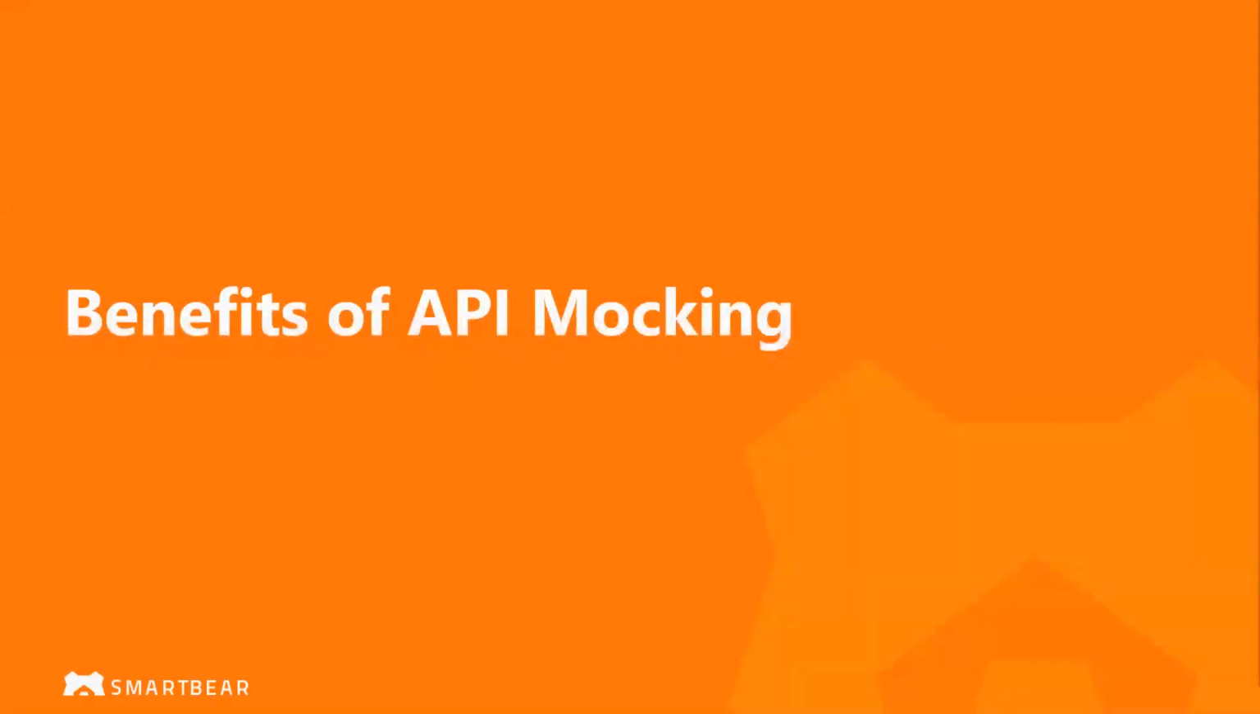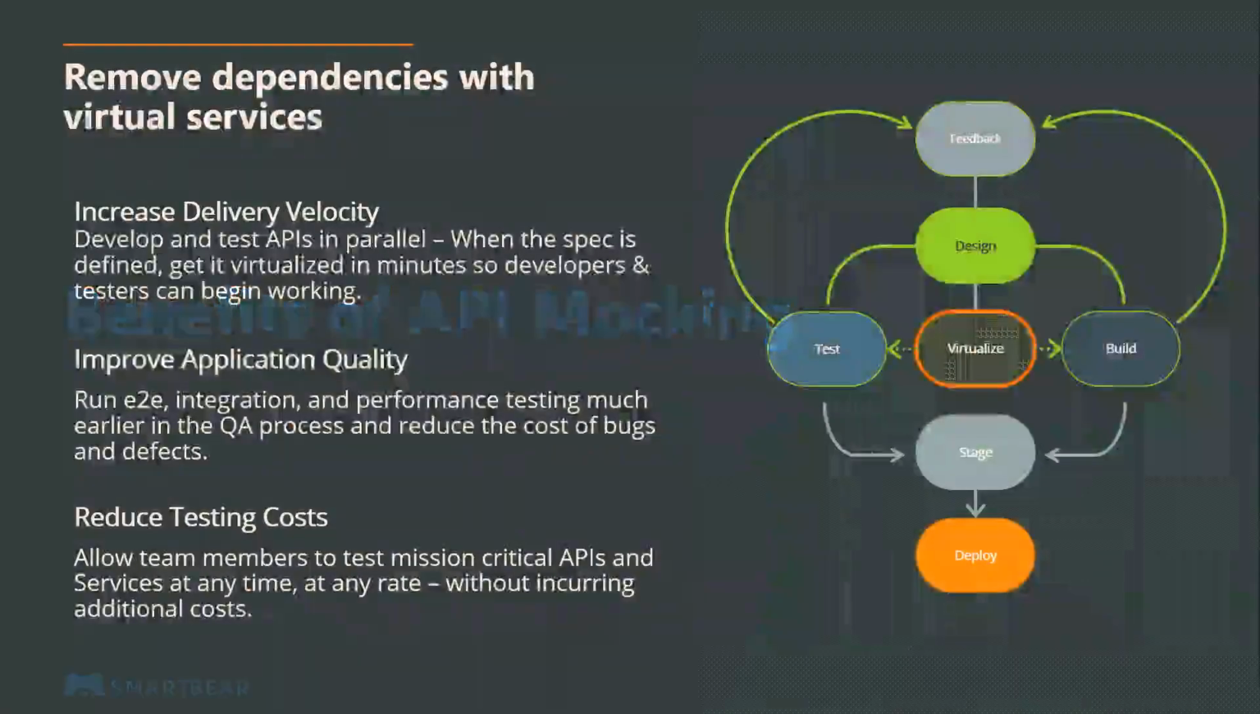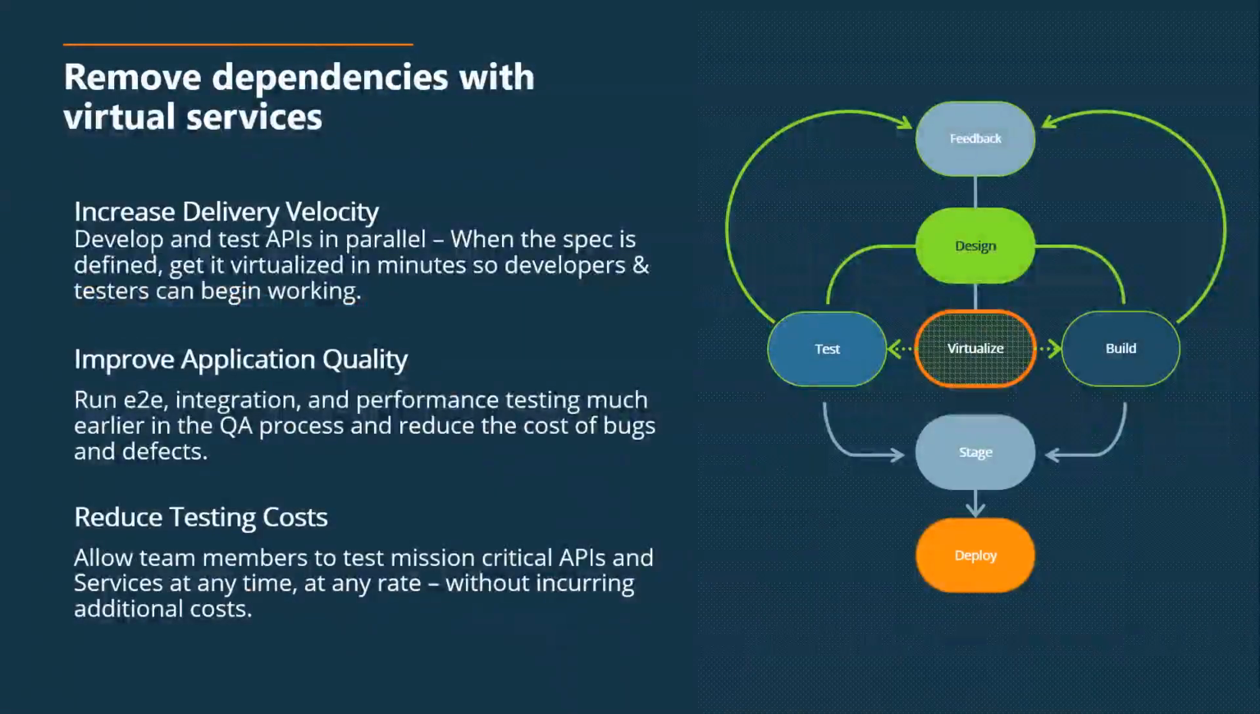So what are some of the benefits of API mocking? You can remove dependencies with virtual services, increase delivery velocity, improve application quality, and reduce testing costs. So we'll take increased delivery velocity as a start. This will allow you to develop and test APIs in parallel. So when a spec is defined, you can get it virtualized in minutes so developers can begin working.